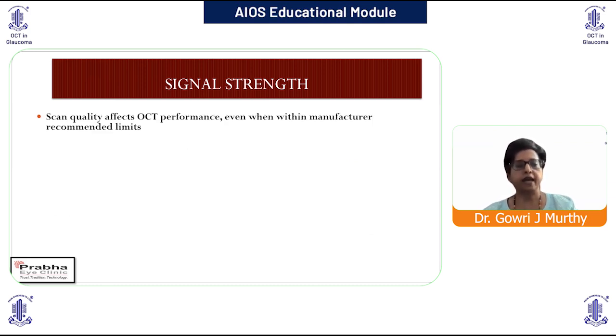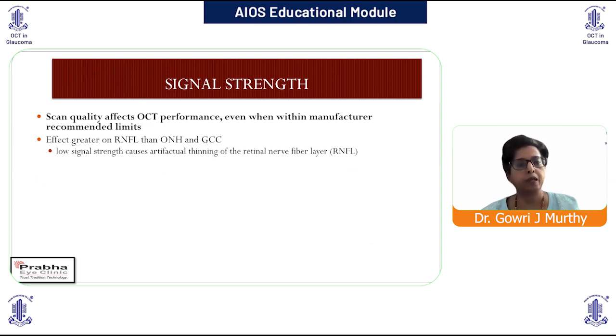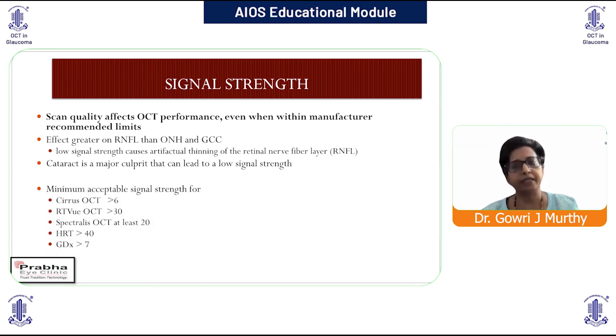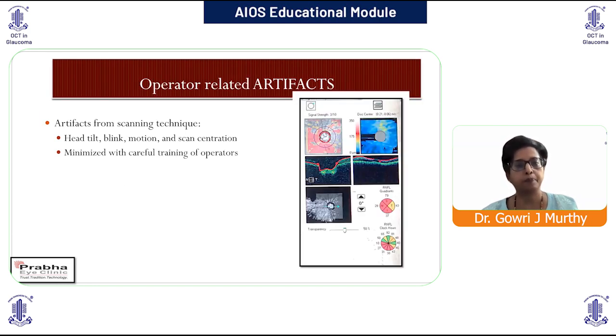Signal strength or scan quality affects the OCT performance even within the manufacturer recommended limits. The effect is greater on the retinal nerve fiber layer than on the ONH and the GCC. Cataract is a major culprit that can lead to a low signal strength. Dry eye and ocular surface abnormalities can also cause poor image quality.